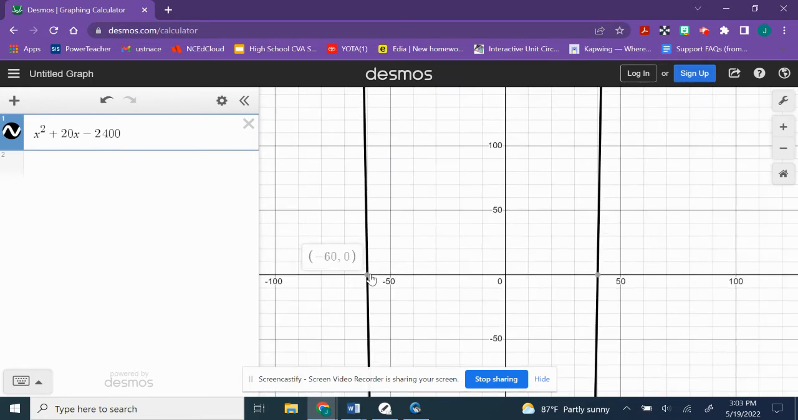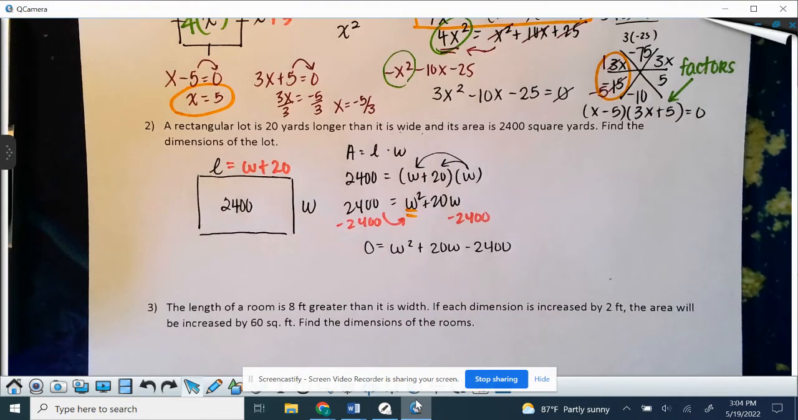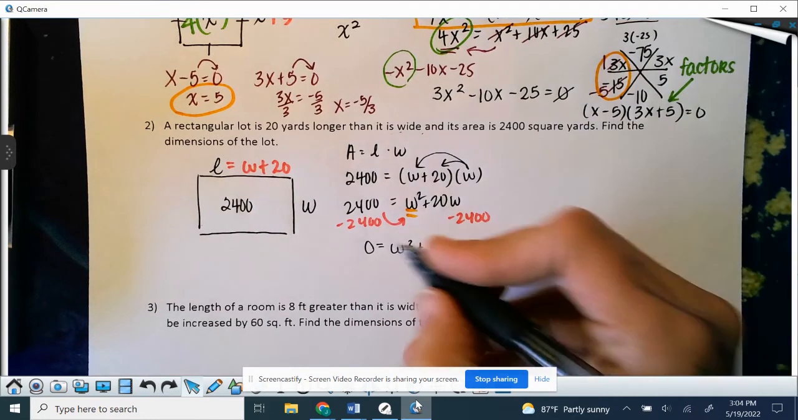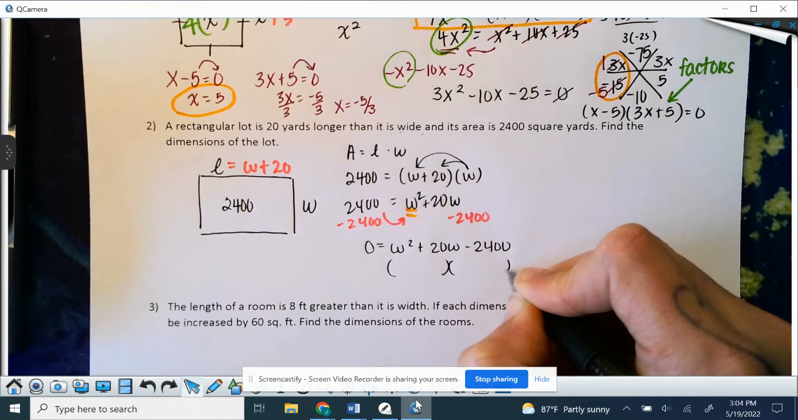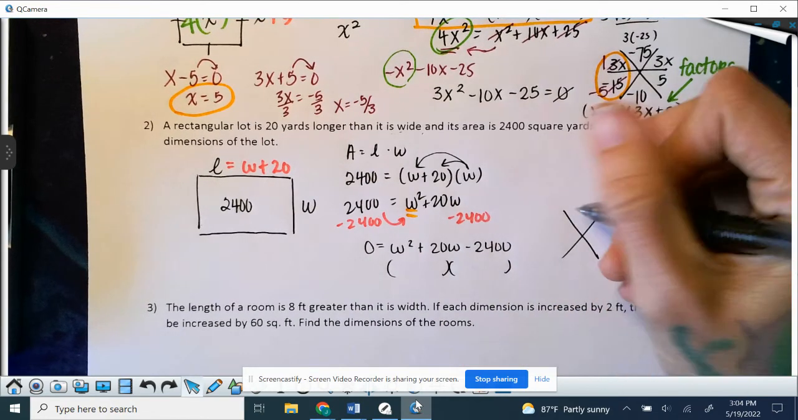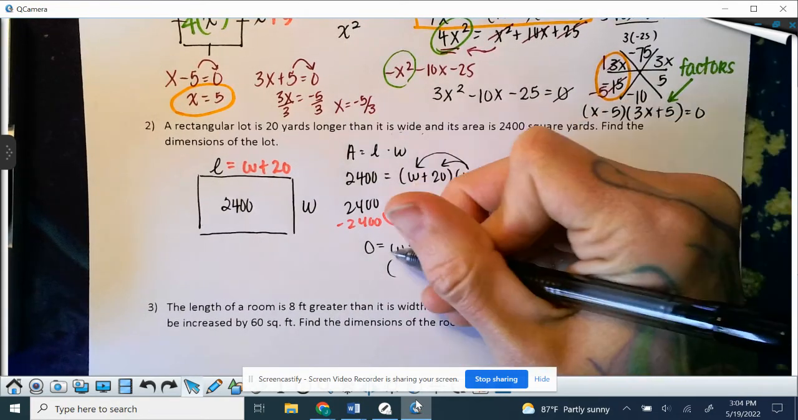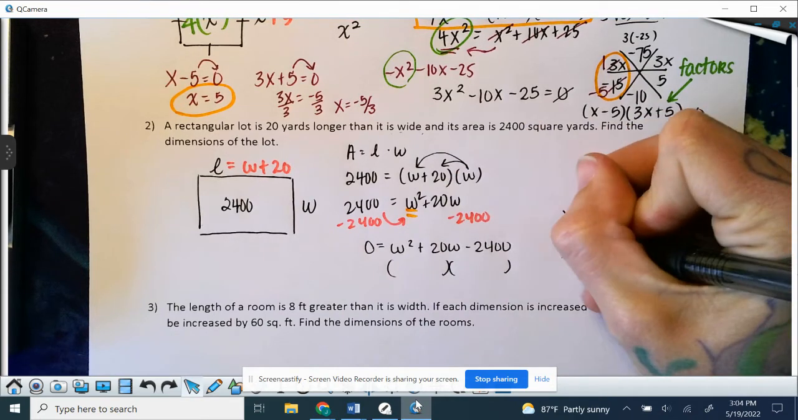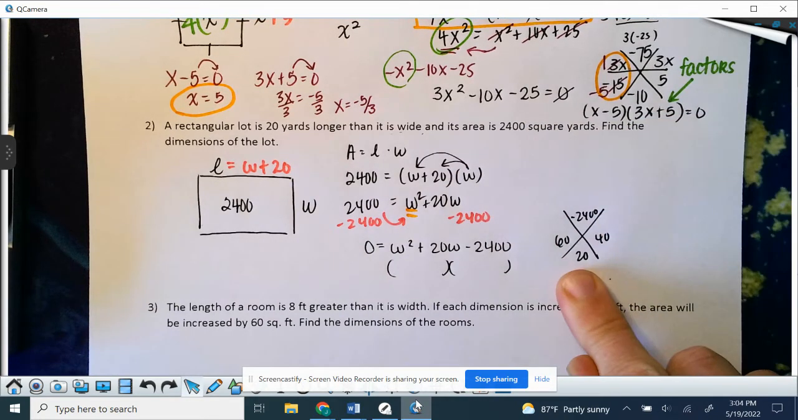There we go. So it crosses at negative 60 and it crosses at positive 40. If we're looking for length, again, you're not likely to use a negative, so it's probably going to be our 40. So if we come back to our page here, 40 times 60 does give me that 2,400. So let's just pretend like we needed to look for the factored form. So it would be negative 2,400 on the top because this a is 1 times that, with 20. We had 60 and 40. That 20 is positive, so the smaller of the two factors is going to be negative.